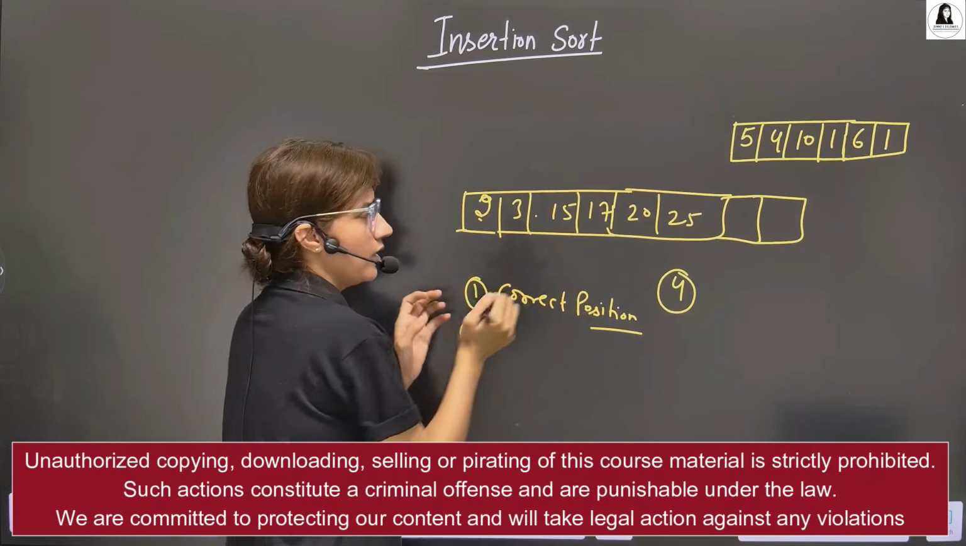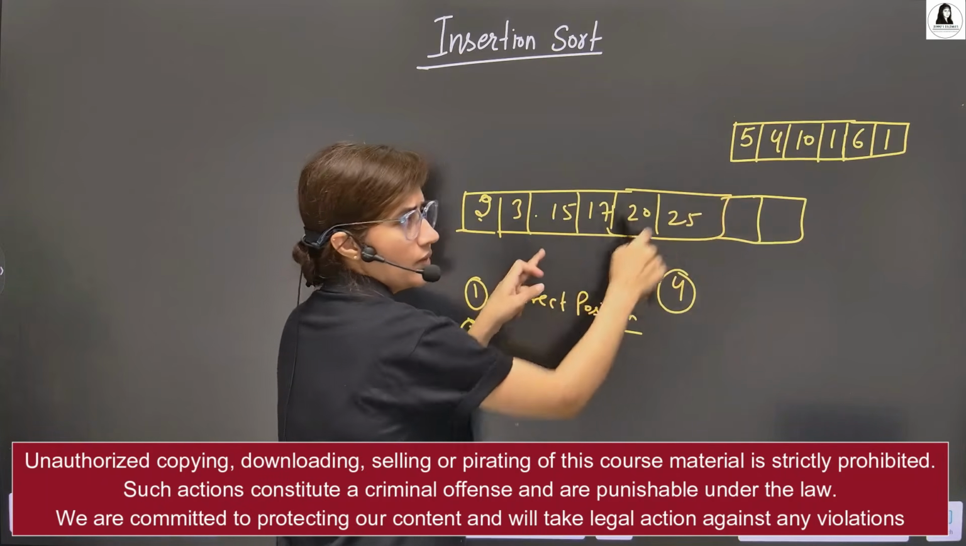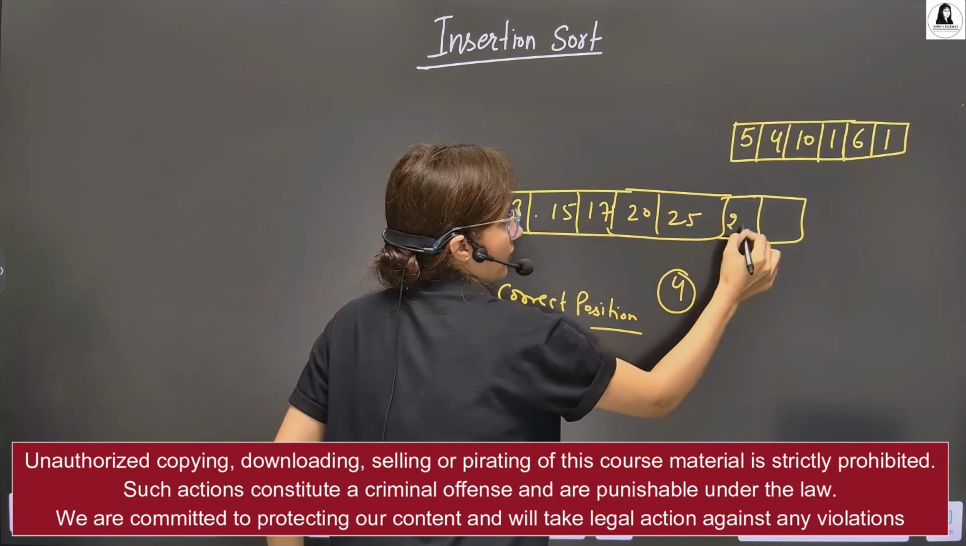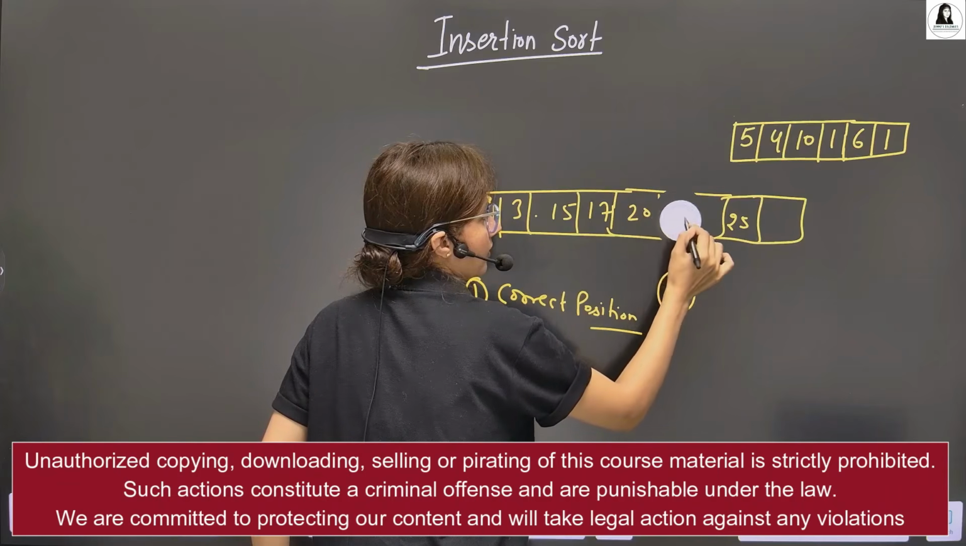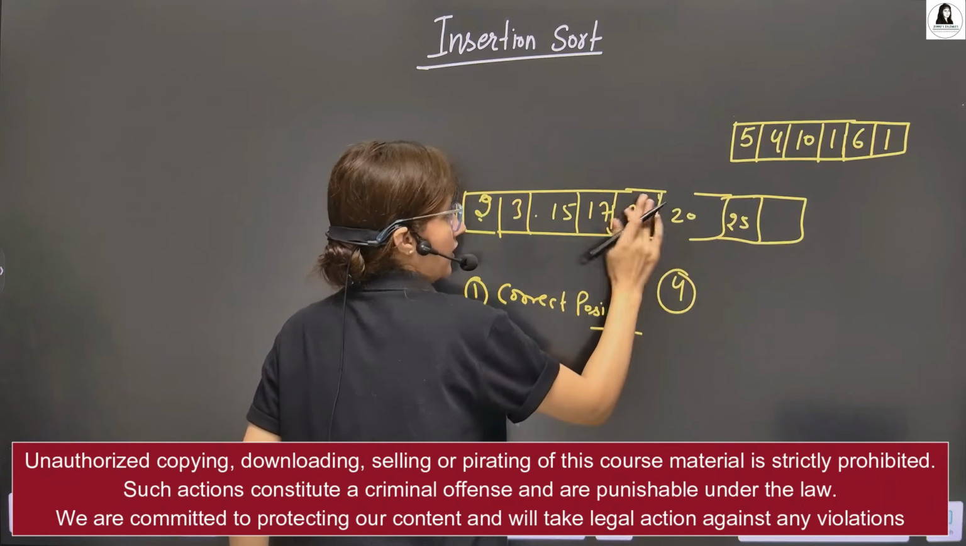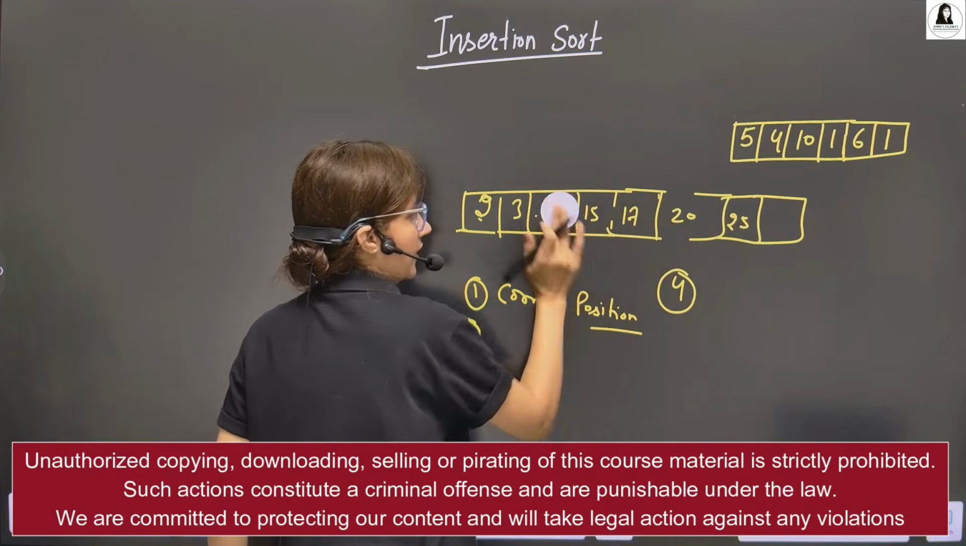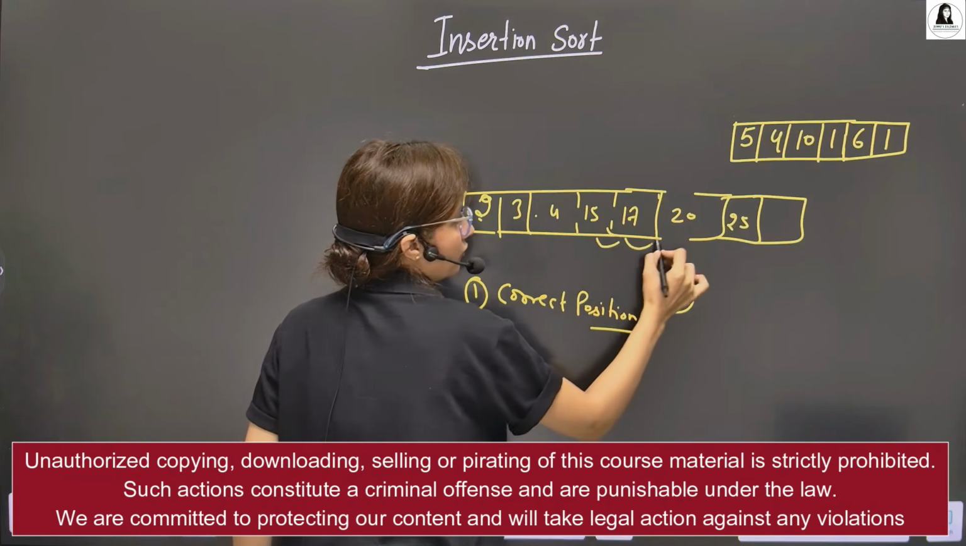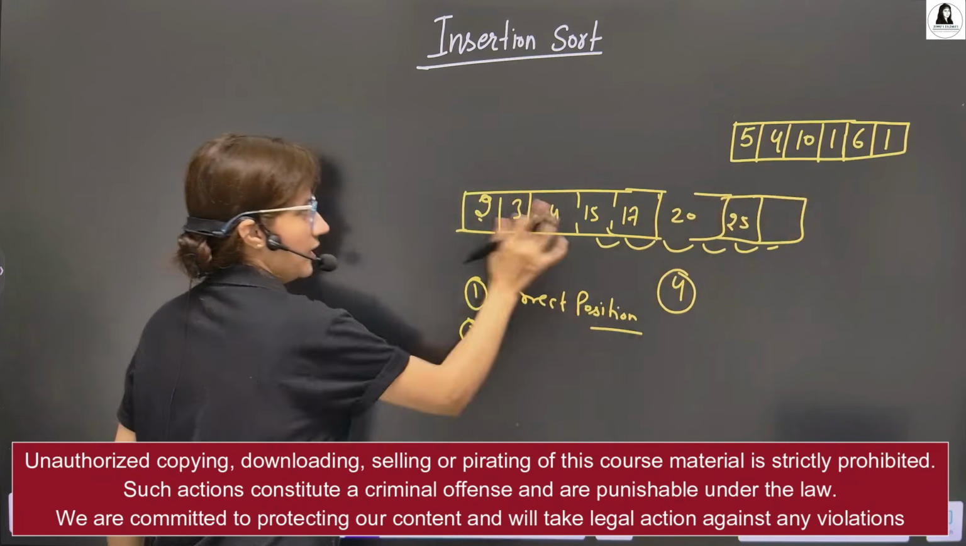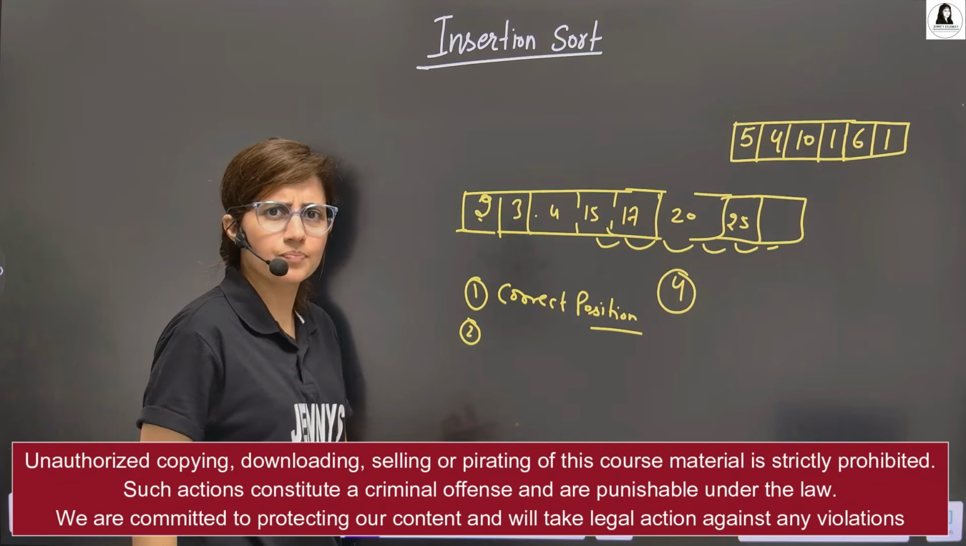Second thing, after finding out the correct position, we shift these elements. So we shift 25 here. We shift 20 here. Then 17 here. Then 15 here. Then I'll insert 4 here. So like this we have shifted each one to the right, and then we insert. Like this we insert in an array.